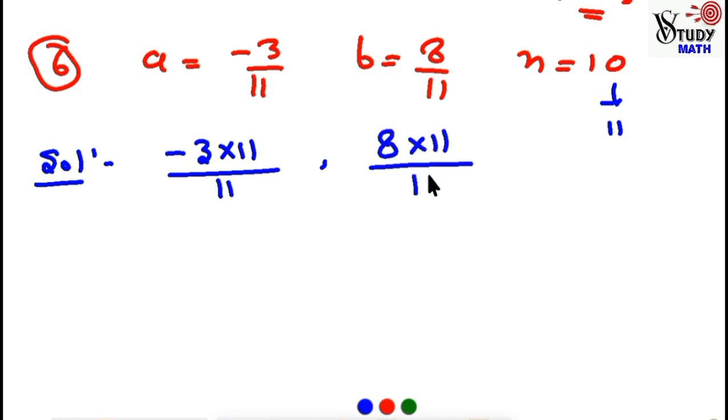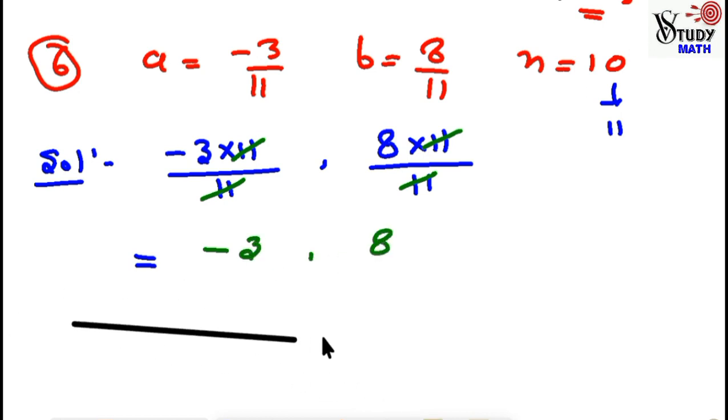So what we have now is negative 33 by 11 and we have 88 by 11. Or one more thing we can do here, my dear students, when I multiply this, this 11 cuts this 11 and this 11 cuts this 11. Okay, now what we have is negative 3 and we have 8. Okay, so now draw the number line.